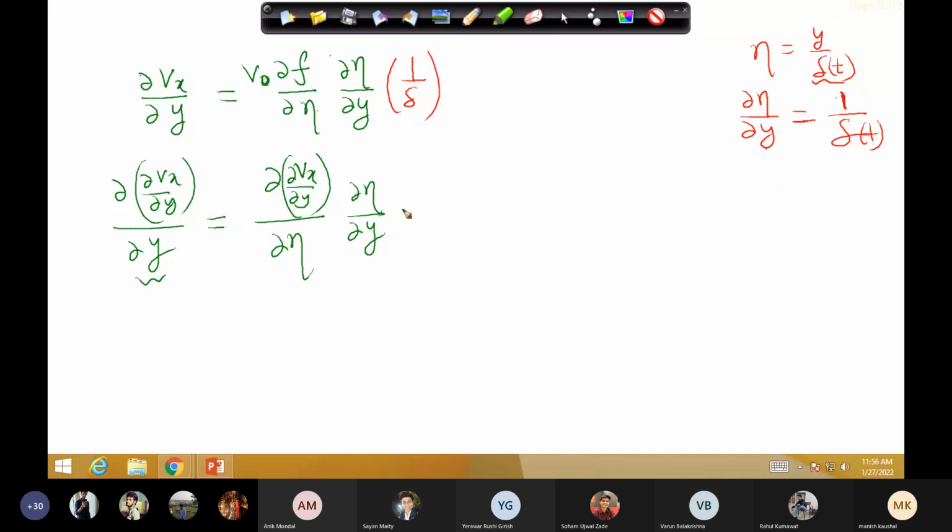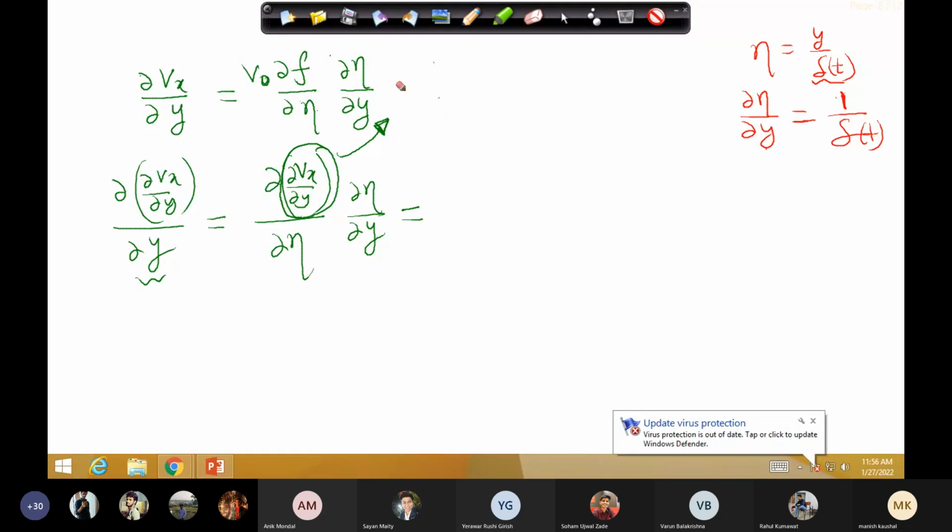Okay. And what is the value of this derivative? We already got it here. And you are going to differentiate it with respect to eta. So what will we get? Dou eta by dou y is 1 by delta. Let's not get confused, let's write it properly. This is equal to v naught dou f by dou eta by delta. Up to this point, everything is fine.